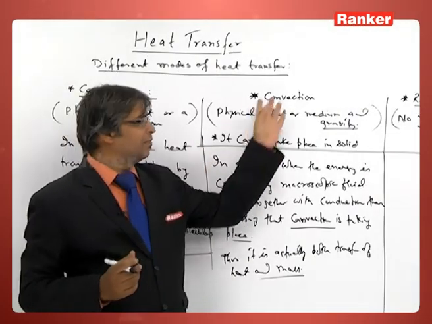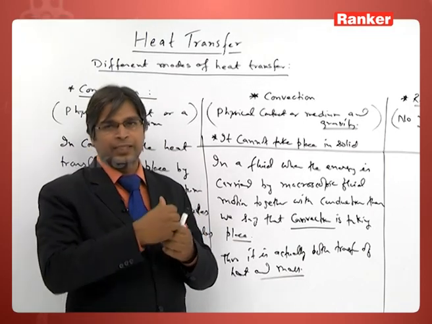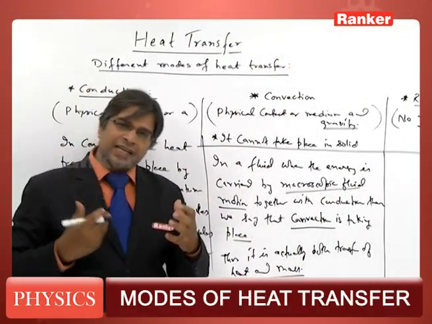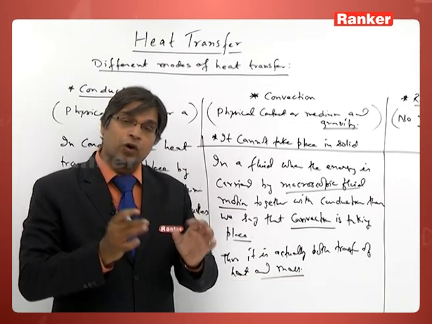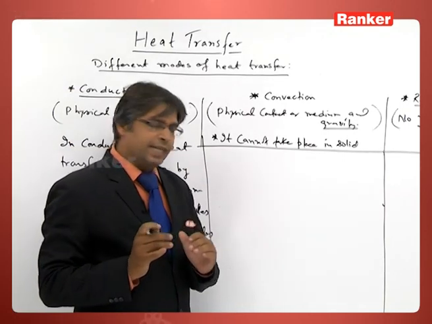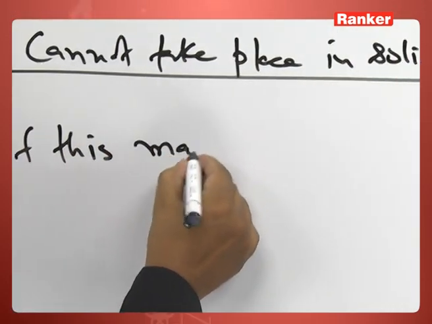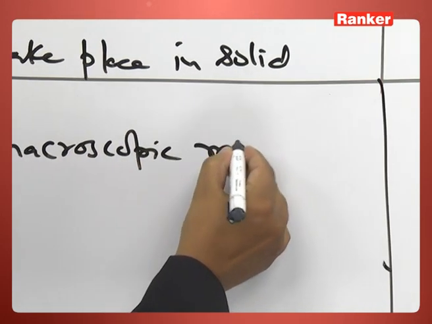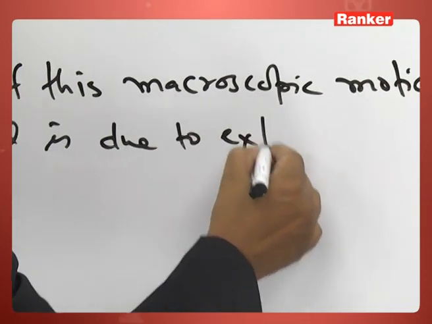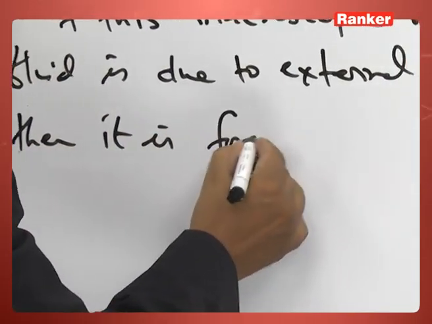Now, there are two ways in which convection can be produced. When this transfer takes place with the help of mass transport, and the macroscopic fluid motion is because of an external agency, it is called forced convection. And when it happens naturally, it is called natural convection. So, if this macroscopic motion of fluid is due to external conditions, an external cause, then it is forced convection.